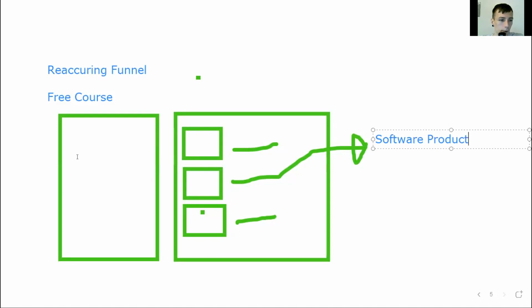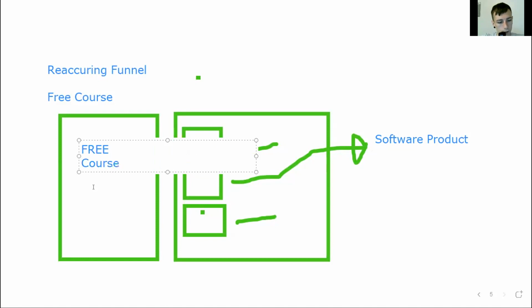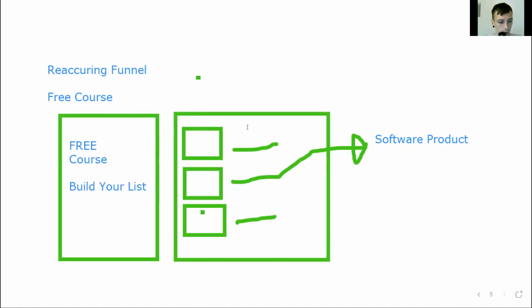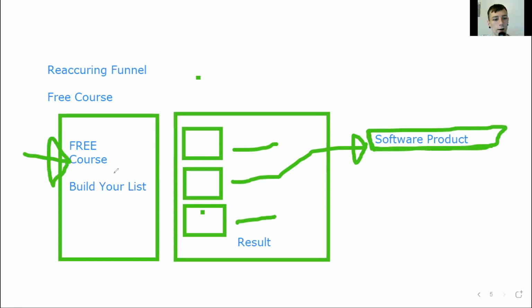product. So people can opt in here for the free course and you build your list. People are learning inside the free course all about a particular result. And then it only makes sense to recommend a software that you can be an affiliate of or something like that.